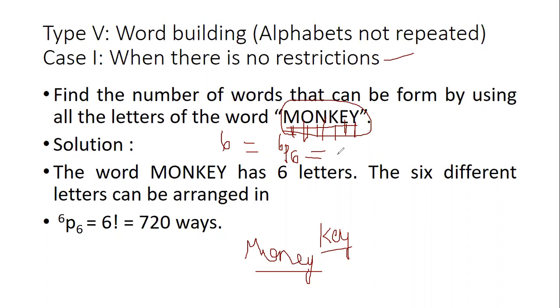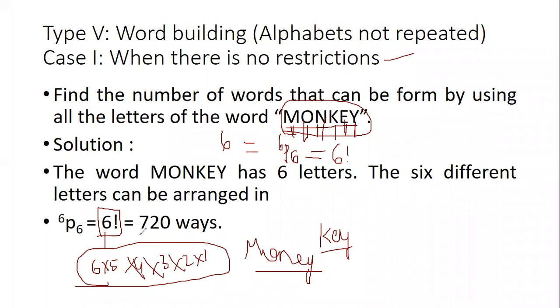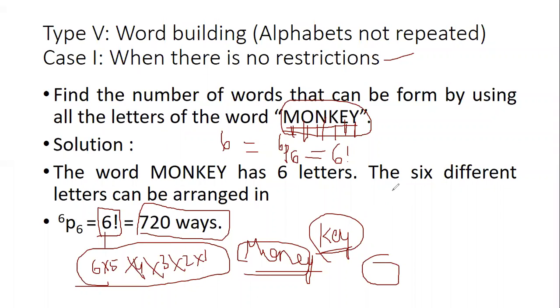So 6P6 is nothing but 6 factorial. So I have 6 factorial ways, and if you solve 6 factorial, that is 6 into 5 into 4 into 3 into 2 into 1. If I solve this completely, I get 720 ways. So using a 6-letter word monkey, I will be able to form 720 other words. It may be a 3-letter word, 2-letter word, 5-letter word, 6-letter word.